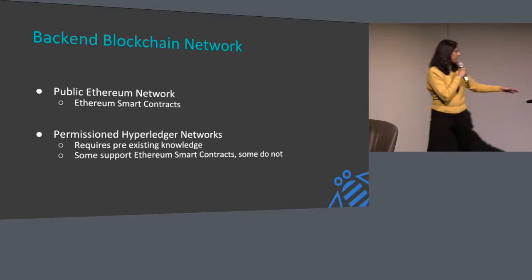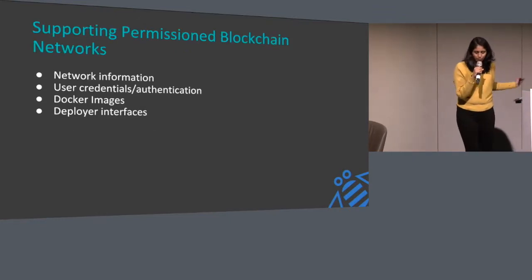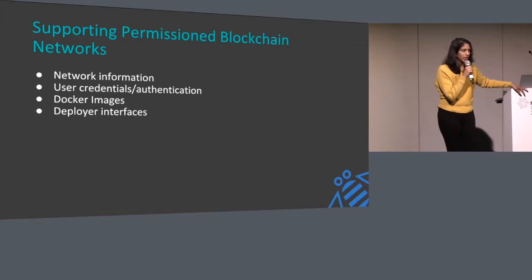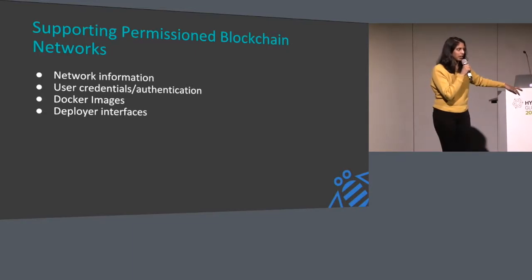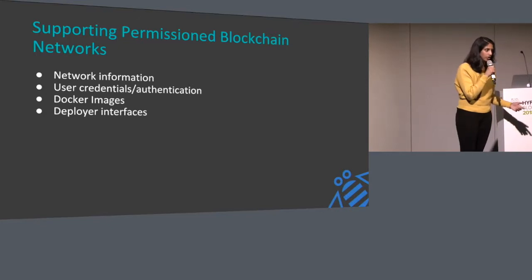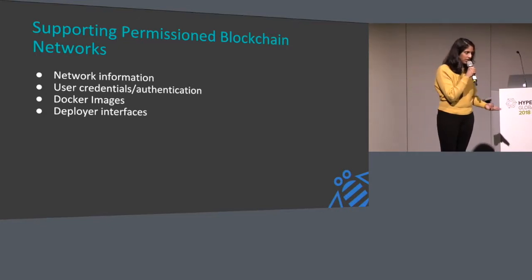These are some of the things that I think are important to consider when you're creating that Docker image. One is the network information. So what are the peers? I'm using Fabric terminology, but what other nodes should the Docker image or the container be allowed to talk to? Next, user credentials: how are we going to get those credentials in there?